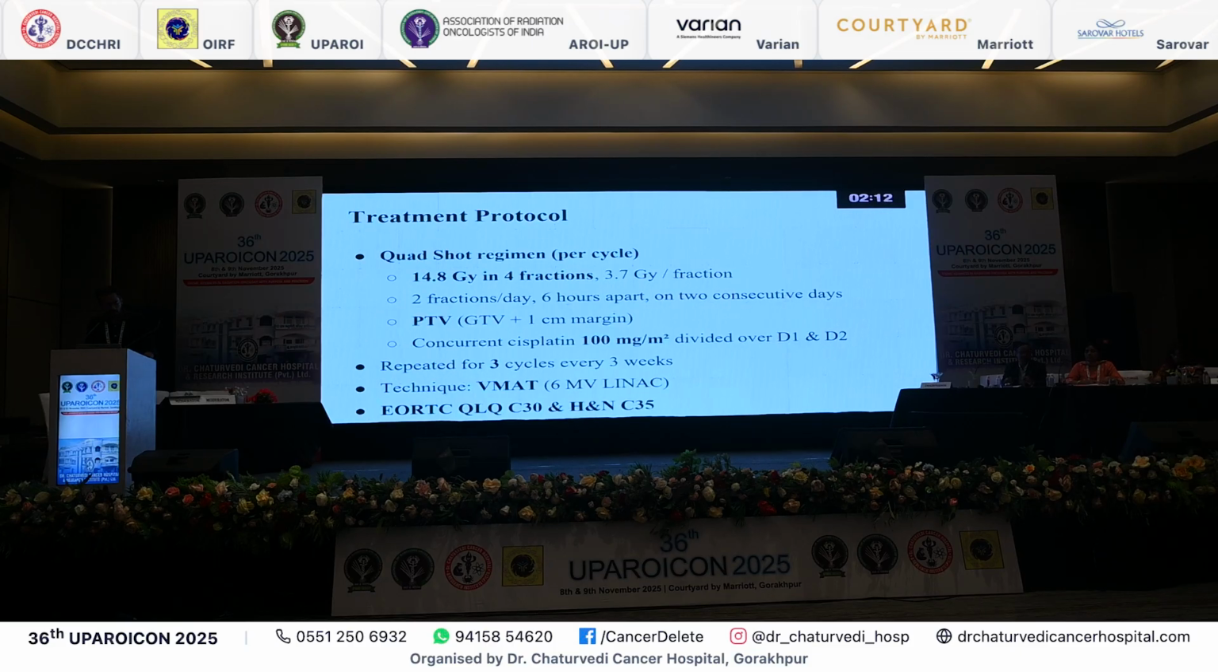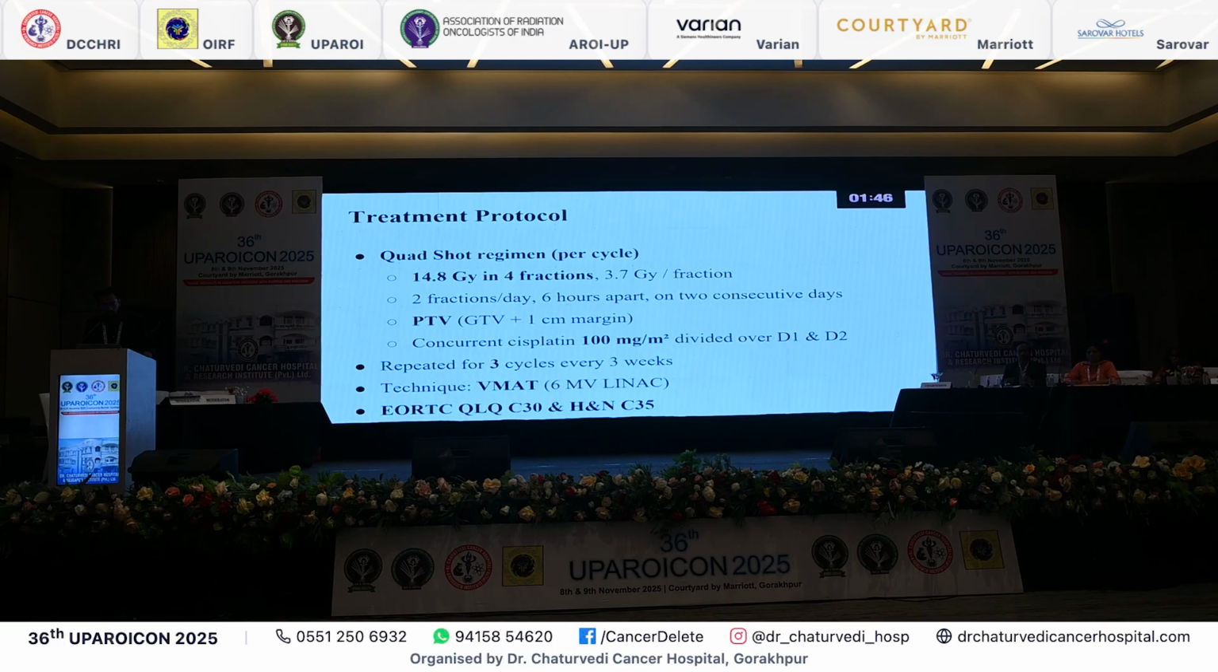In this, we gave radiotherapy with concurrent cisplatin, and as in quad-shot regimen, per cycle we gave 14.8 gray in 4 fractions in 2 consecutive days, 2 fractions per day, 6 hours apart. And we gave this dose to the PTV, which was formed by taking GTV with 1 centimeter margin. Cisplatin was given at 100 mg per meter square divided over day 1 and day 2.